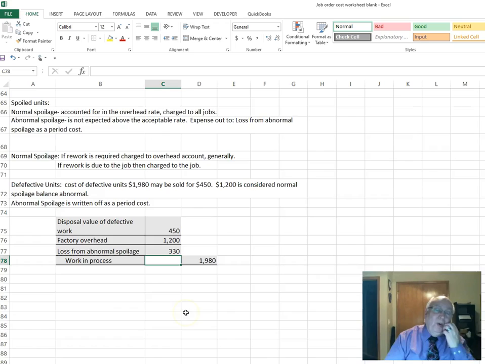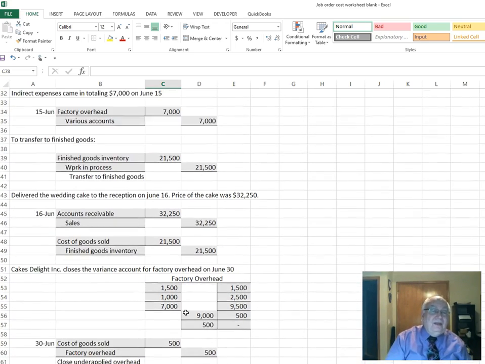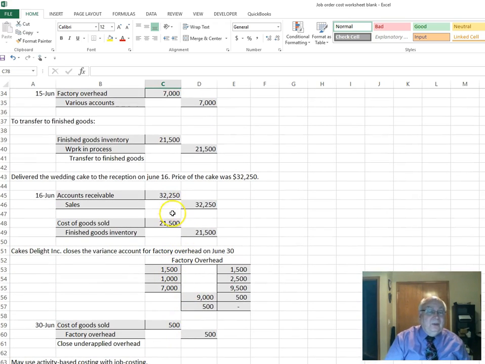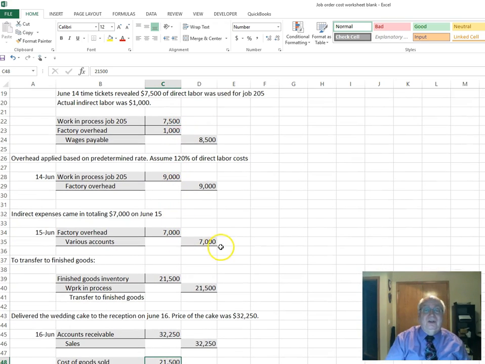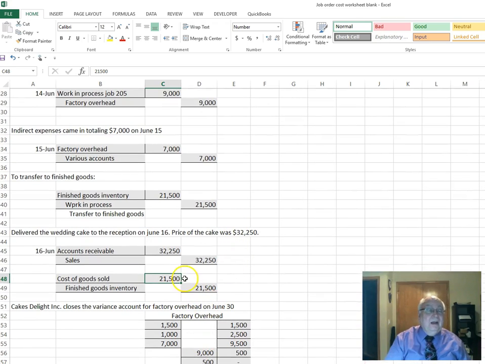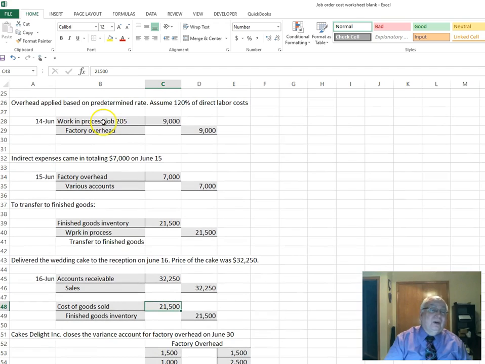Okay, that's for spoilage. Now back up here. This is what you have to do, like the journal entries, and to get this $21,500, we simply add up all the work in process. Like I said, you could have made a T account for it and kept track of it that way, like I did here, or you just go through and add them up. But the idea is you need to have separate jobs recorded separately. So that's why you have work in process job 205.